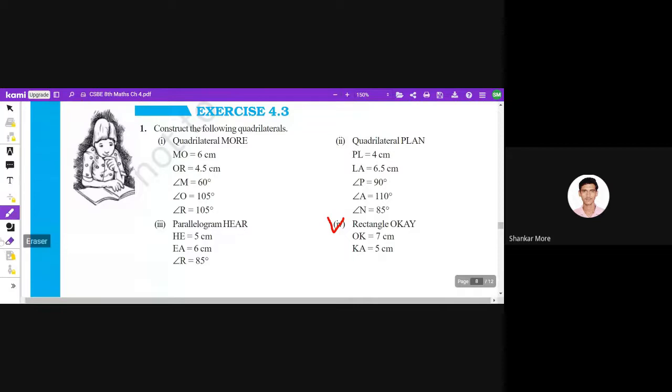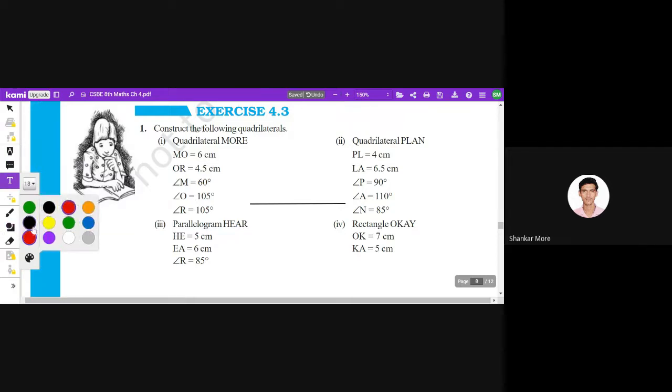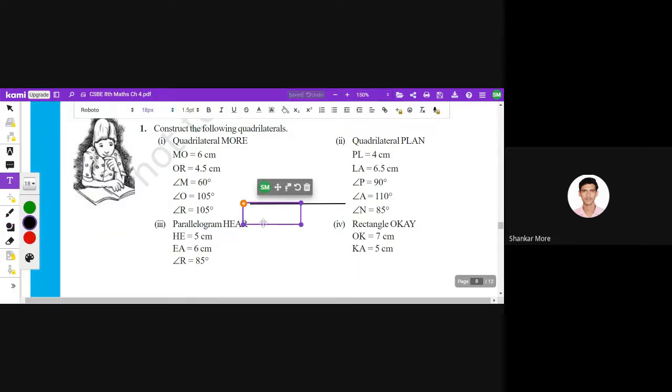So we can draw rectangles easily. We're not going to draw that. Let's draw a plan, or let's draw more. Okay. So I think this one we should draw, right? So we have to draw quadrilateral MORE. So everyone is going to draw with me. The first line that should be of 6 centimeter. ठीक है, 6 centimeter की एक line draw करो students, and this should be M, right? And it is 6 centimeters.